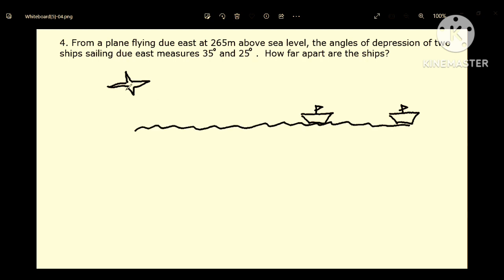Okay? And the plane is 265 meters. Okay. Oh, yung iba dito nilalagay yung 265, ano? Tama ba naman yun, di ba? Above sea level nga, di ba?